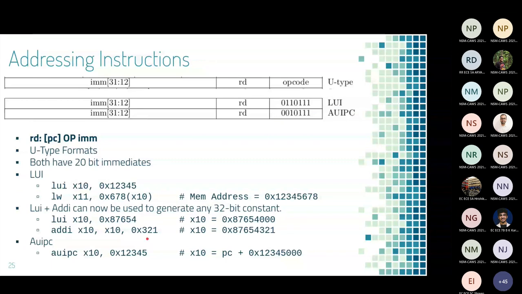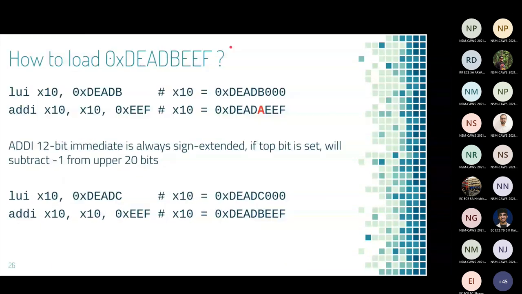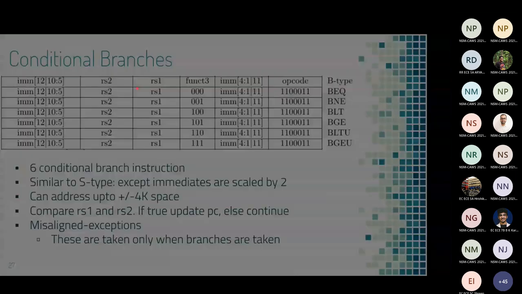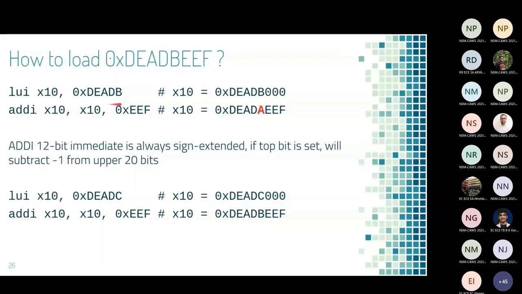Right. So if I wanted to load DEADBEEF, if I follow the same convention as before, I will take the upper 20 bits, it's going to be DEADB, put it into X10, the upper 20 bits, and I add EEF. But you will not get DEADB. What you'll get is DEADAEEF.